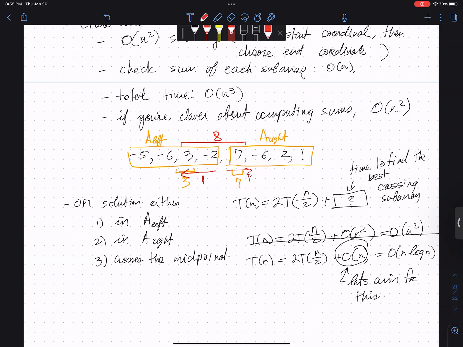And now we can combine those two parts. We start from the middle, we go left one by one, and we keep track of the best running sum we have. We take the subarray that gets us the biggest running sum. Then we do the same thing on the right. We start from the middle and we go right one by one, and keep track of where we got the biggest sum. And that gives us a right subarray. And then combining those two, we get the best crossing subarray.